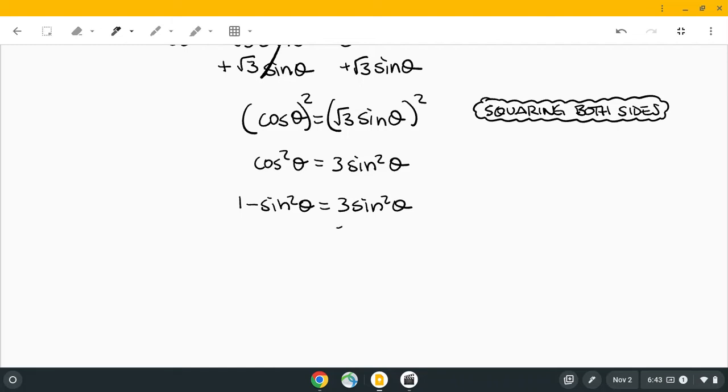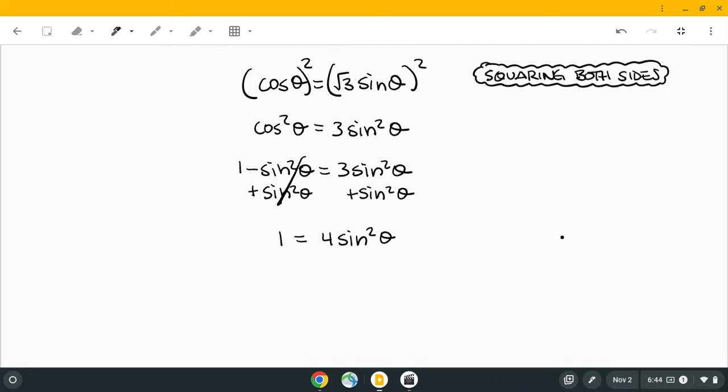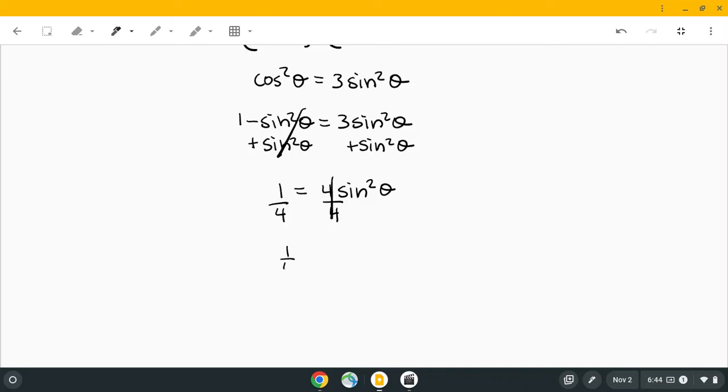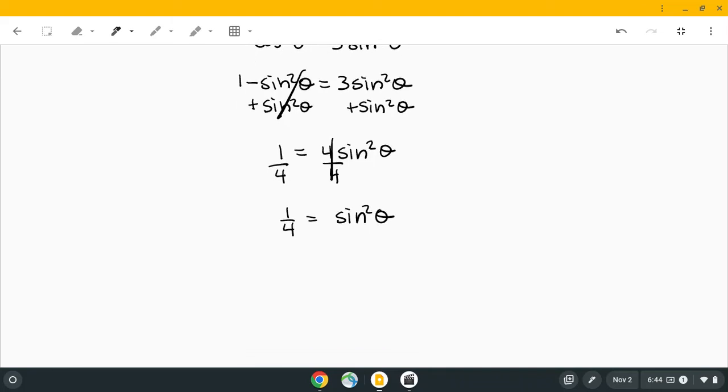Okay, so I'm going to go ahead and subtract. Actually, let me do this. I will add sine squared theta to both sides, to cancel it out here, and I will get 1 equals 4 sine squared theta. And then I will divide both sides by 4. Cancel those out. So now I have 1 over 4 equals sine squared theta. And now I'm going to go ahead and take the square root of both sides.